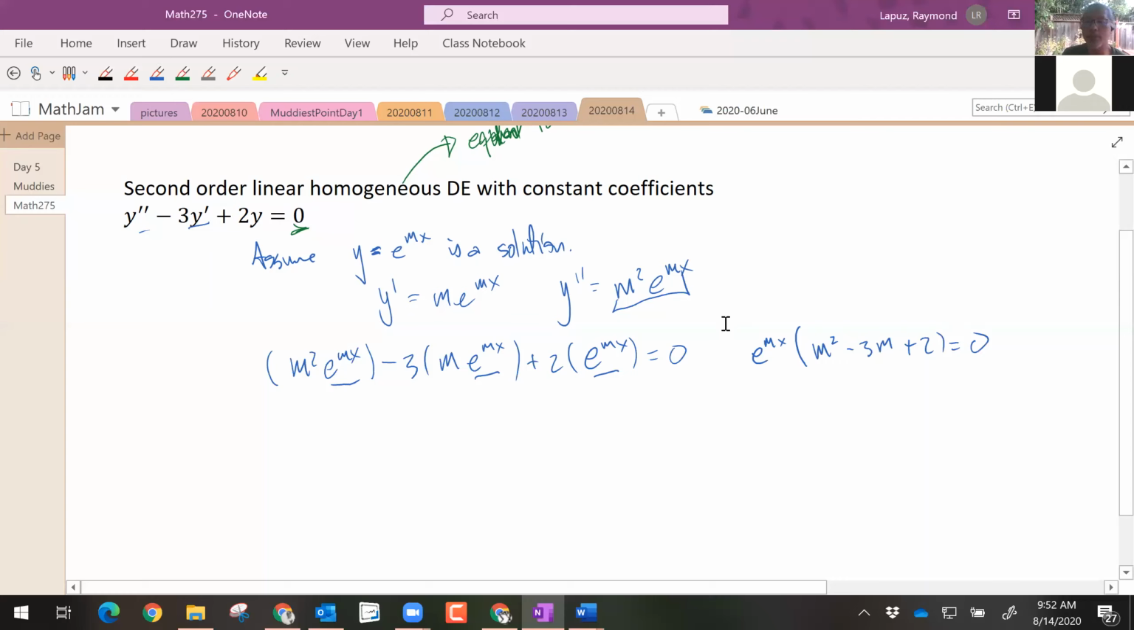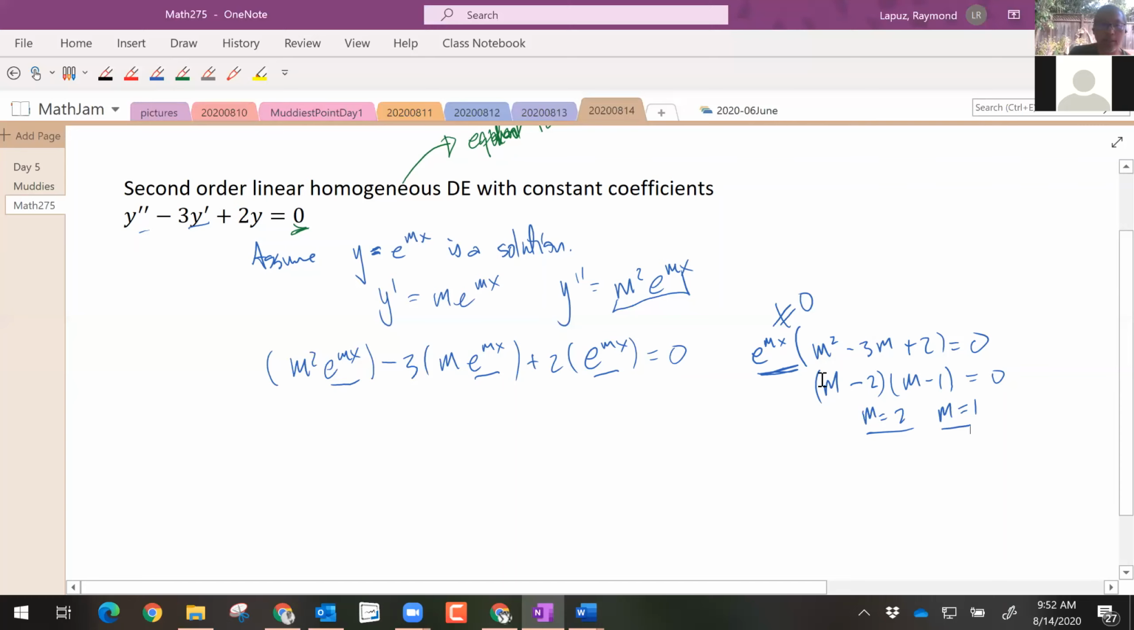And I am looking for m, so it looks like e to the mx will never be equal to 0, so I can just ignore that. And then this, I can factor, I think if I did this right, m minus 2, m minus 1. And then the solution here will be m is equal to 2 and m is equal to 1.